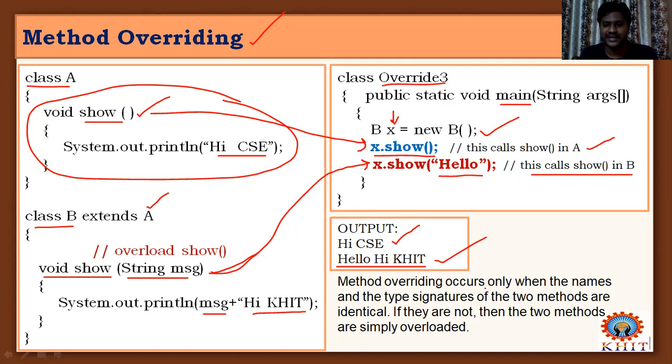Method overriding occurs only when the names and type signatures of the two methods are identical. Only when both the name and type of the methods in the superclass and subclass are identical can method overriding be implemented. If they are not identical, then the two methods are simply overloaded. This concept is called overloading in a class hierarchy.